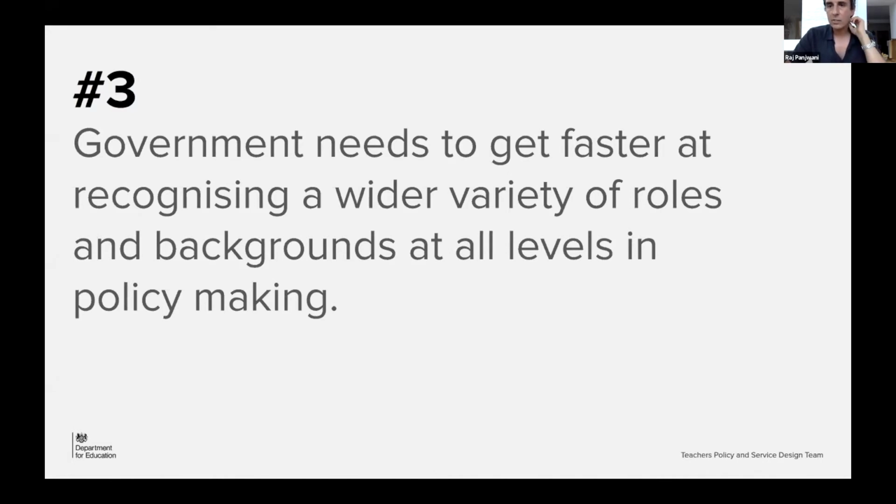And there is lots of really good work going on to recognise different professions and diversities and backgrounds. But it's a really slow process in government to change culture, and it just has to move faster. And I don't know how you do that, but it's something that I dwell on.